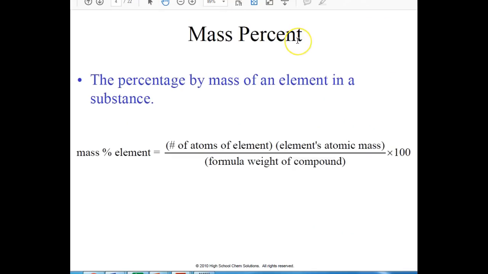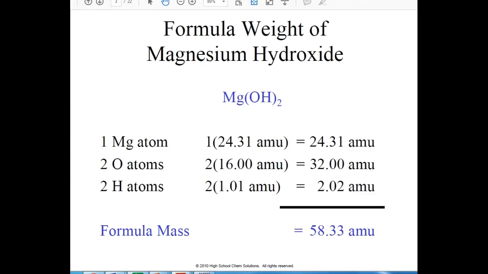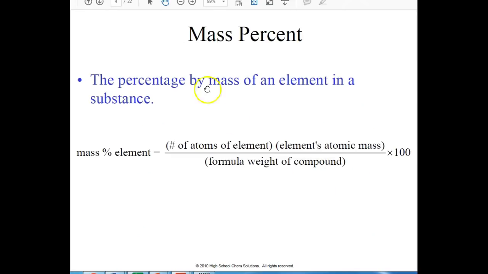All right. Now, we need to be able to do that to determine what is called the mass percent. And that is the percent by mass, of course, of an element in a substance. For example, in magnesium hydroxide, I could figure out what percent of this compound is magnesium, or what percent is oxygen, or what percent is hydrogen, for example. So the formula is given here.